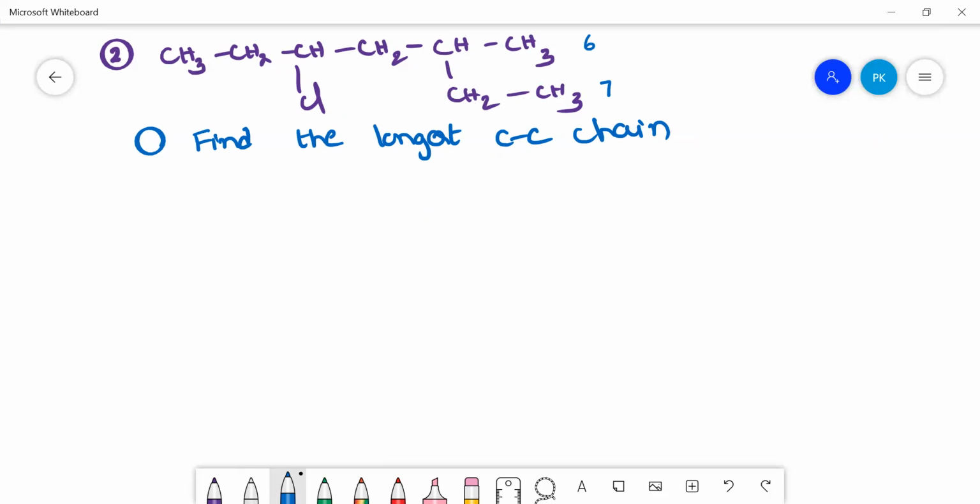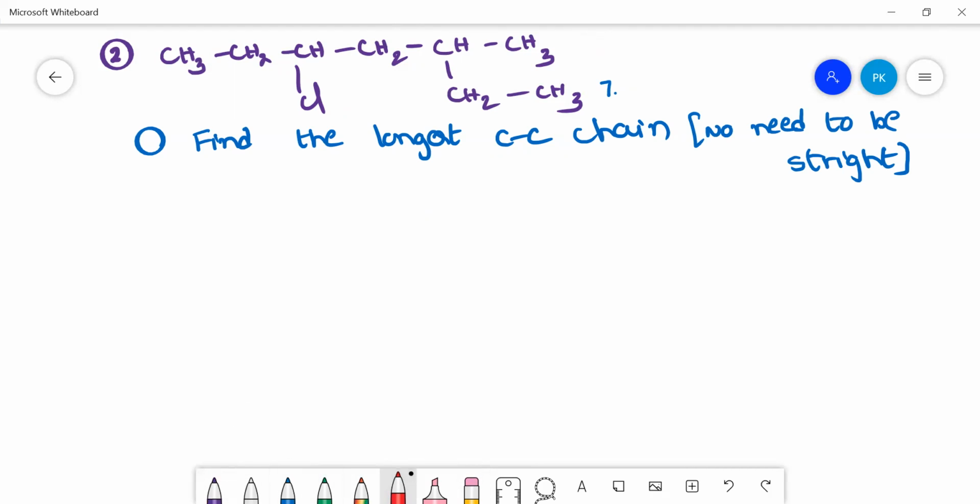And remember, students, this longest carbon-carbon chain, no need to be straight. You can count anyway. So now which one we have to follow? 6 carbons or 7 carbons? You have to take the maximum number of carbons to be included. So the 7 carbon one is correct, students.